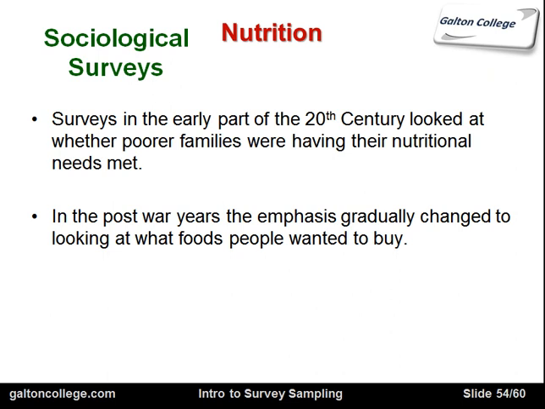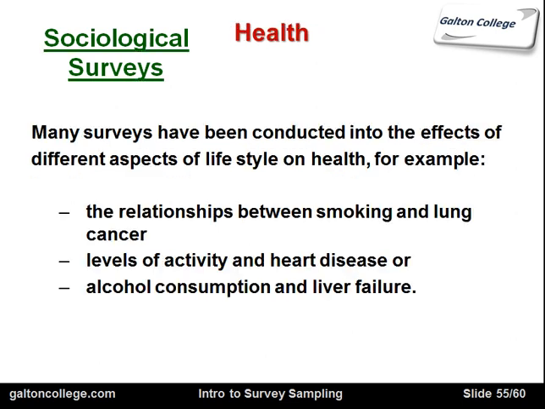The sociological surveys, well, there are surveys on nutrition, for example. In the early part of the 20th century, surveys looked into whether poorer families were having their nutritional needs met. So in the UK there have been many sociological surveys, and some looking at nutrition to see if the poor had healthy diets. In the post-war years, the emphasis gradually changed to looking at what foods people wanted to buy, as opposed to what they were buying or what they were forced to buy.